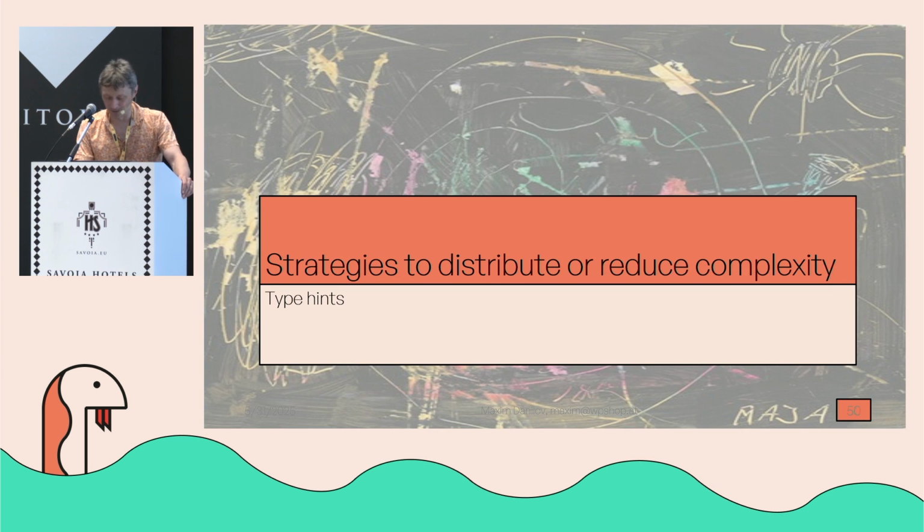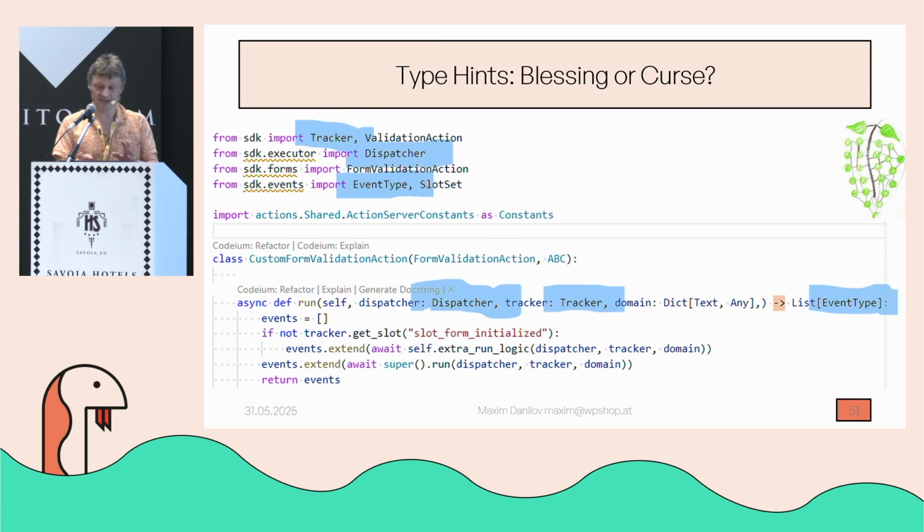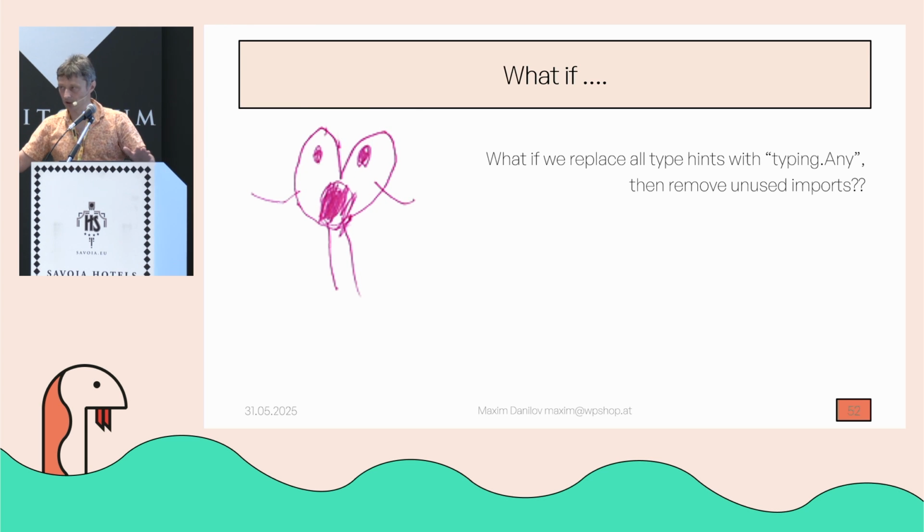Okay, type hints. Oh, yeah. Okay, type hints. A blessing, of course. If I see something like this, I think I see the winner of the competition for the least readable code in the whole world. You can see we import some things only to get the types. It means we increase coupling only to use type hints. And at one time I thought, what if I replace all type hints in the project with typing.Any and remove unused imports? Simple as that.